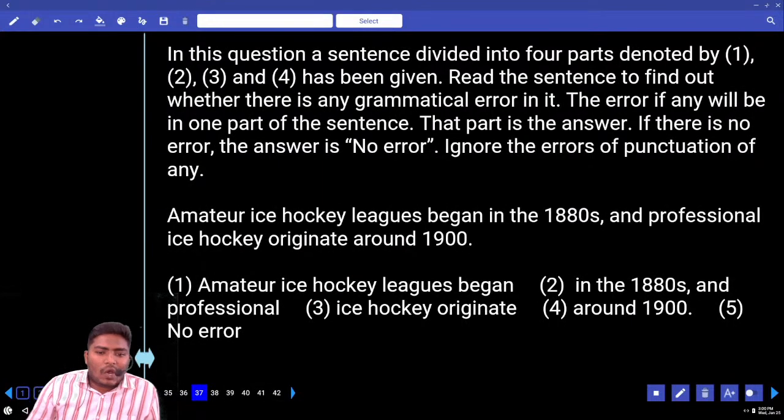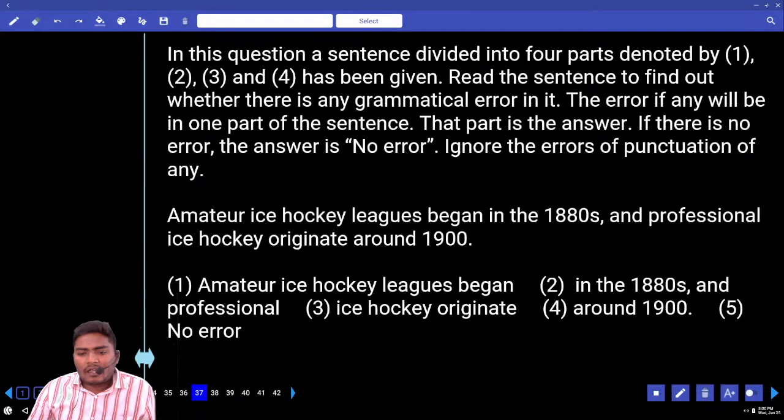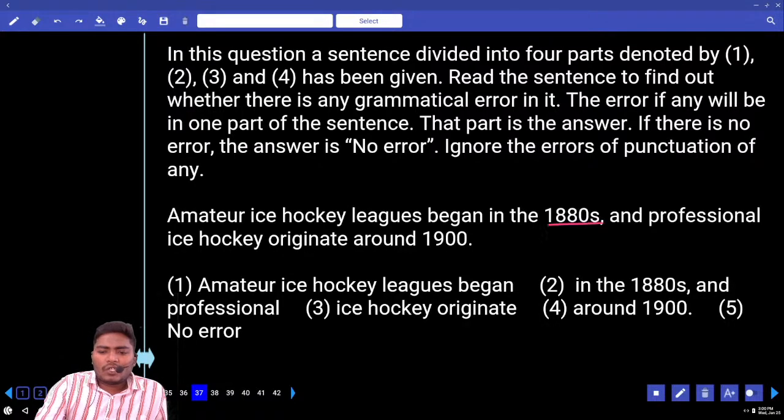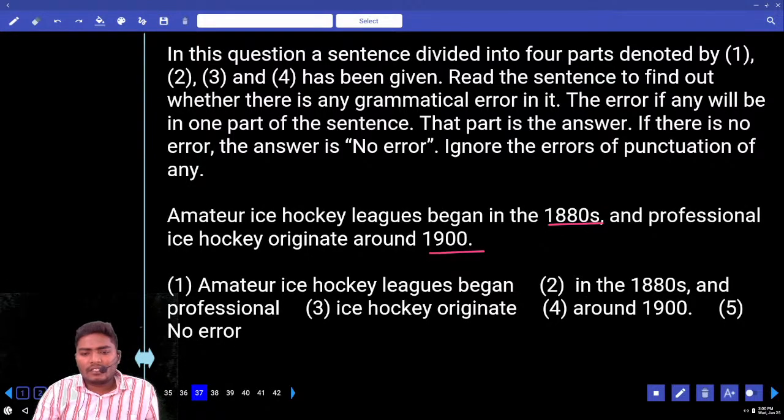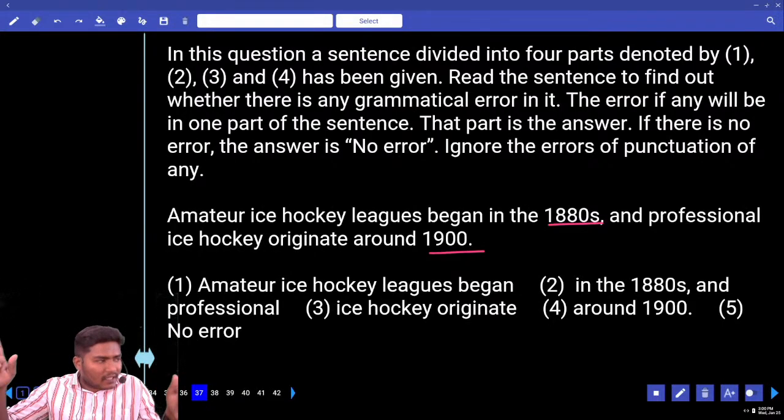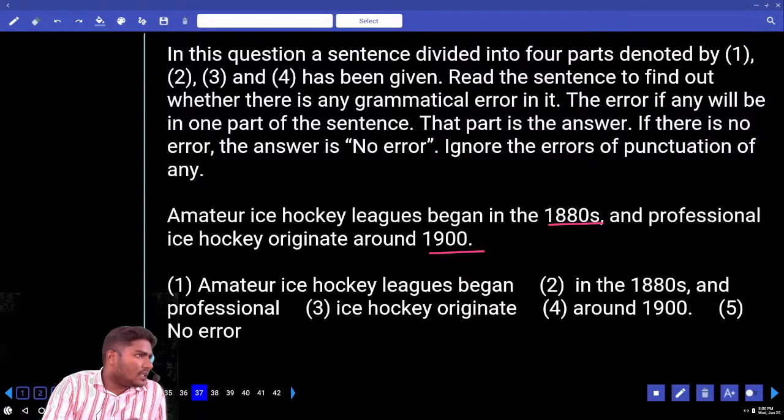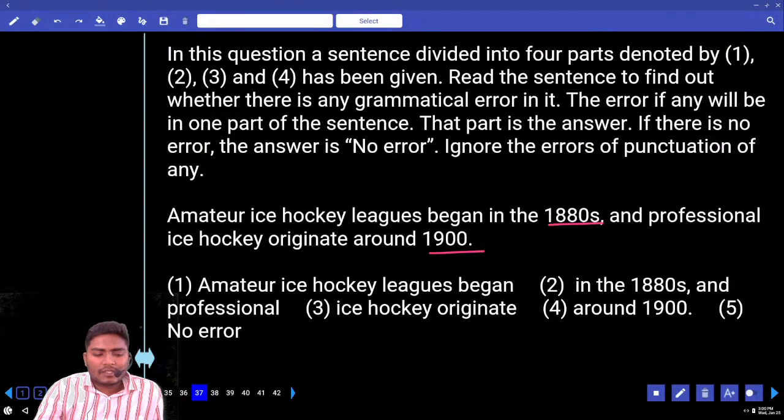Amateur ice hockey leagues began in the 1880s and professional ice hockey originate around 1900. See, I'm not going to underline all the sentences. I'm going to underline only two indicators, 1880s and 1900. Can you tell me the tense? No, which past? Simple past indicators. Whenever there is any time indicator in this way, that action happened in so and so year, action is done in that year, then that sentence must be used in the simple past tense.